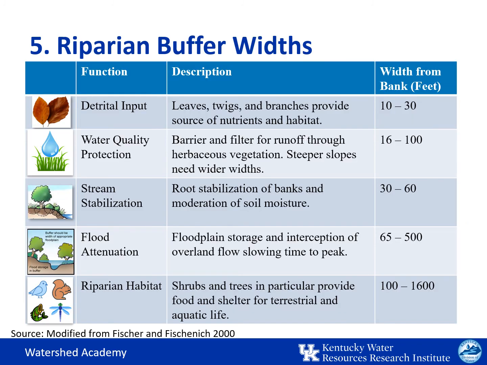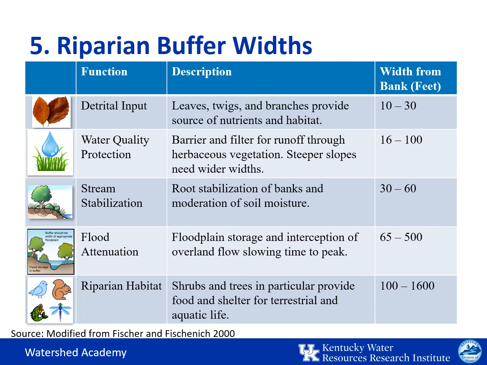Based on literature review, the following widths are recommended to support various riparian zone benefits. For input, organic input through leaves and twigs and things like that, that can be anywhere from a width of 10 to 30 feet. Water quality protection for a filtration barrier, that's going to be 16 to 100 feet. Stream stabilization through the root stabilization of the banks and moderation of the soil, that's going to be anywhere from 30 to 60 feet. So if you have a very small zone, you won't gain that benefit.